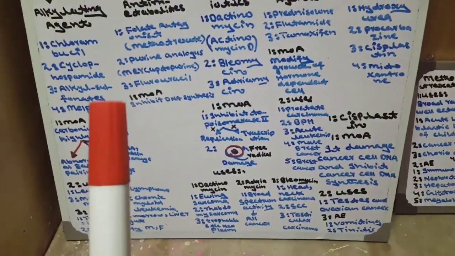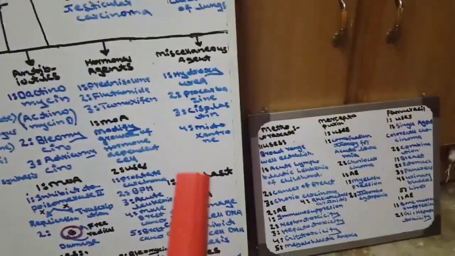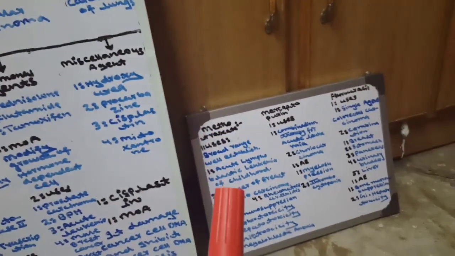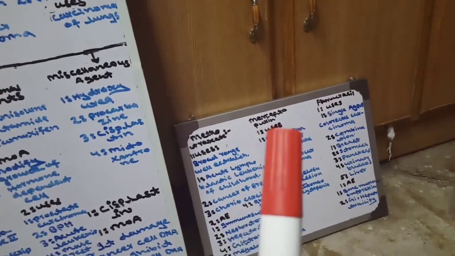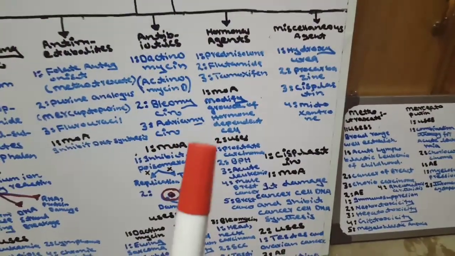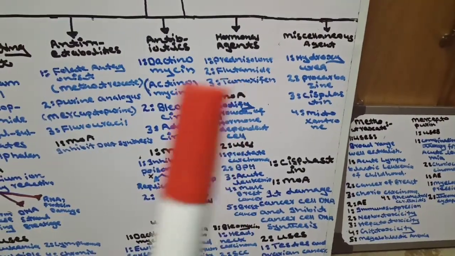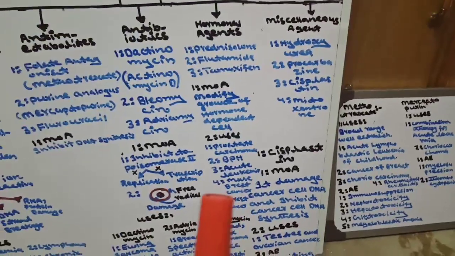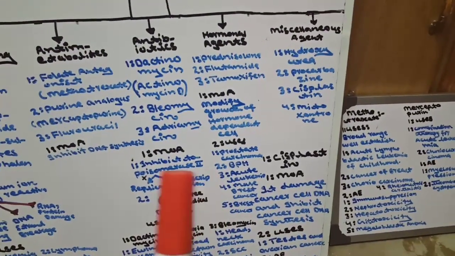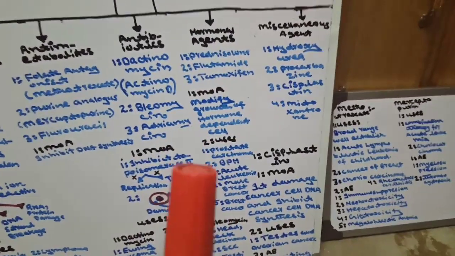It is vincristine. Which group of drug is used for choriocarcinoma? This is methotrexate and mercaptopurine. Which group of drug is used basically in prostate carcinoma? Hormonal agents. Benign prostatic hyperplasia, hormonal agents. Which group of drug is used in male breast cancer? Hormonal agents.